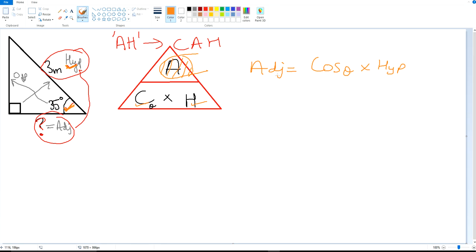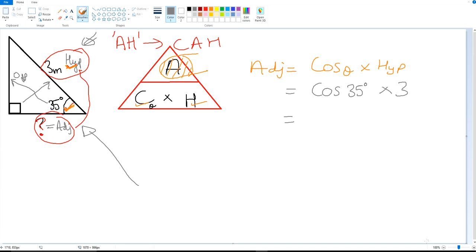So now we've established that the adjacent, the missing bottom side that we want, is equal to the cos of the angle times the hypotenuse. Let's get a different color. The cos of what's the angle? The angle is 35. Then times it by the hypotenuse, which is 3. So we have cos 35 times 3.